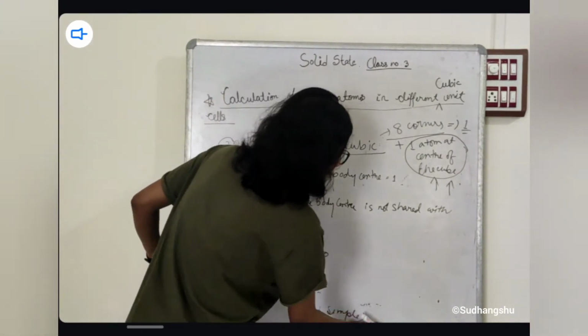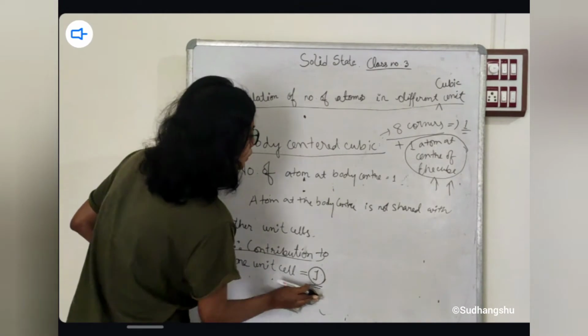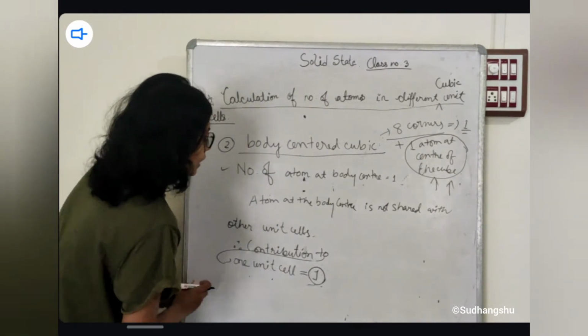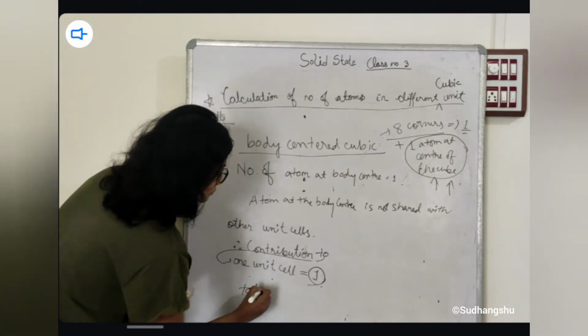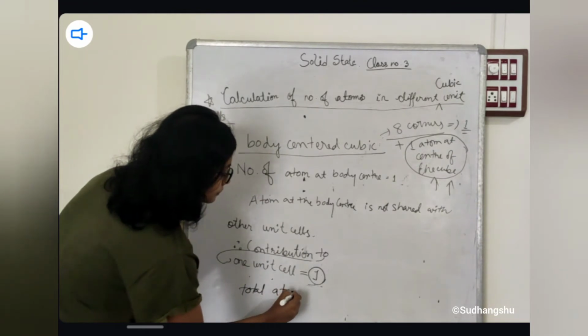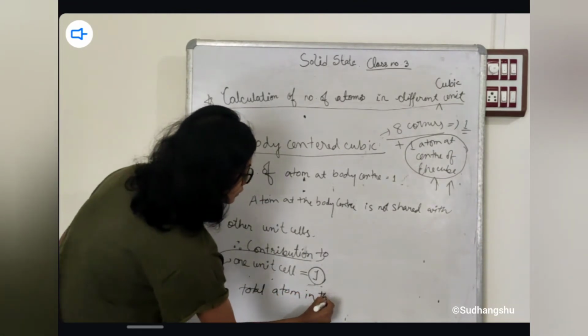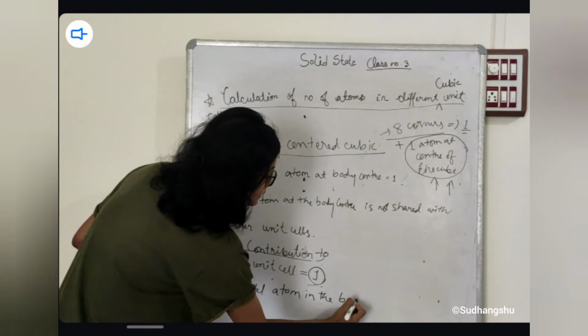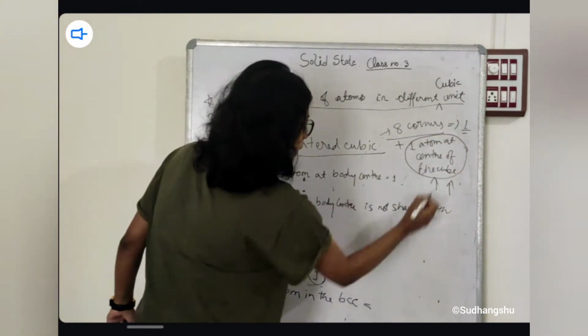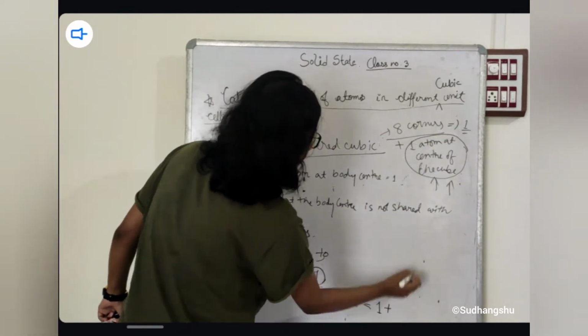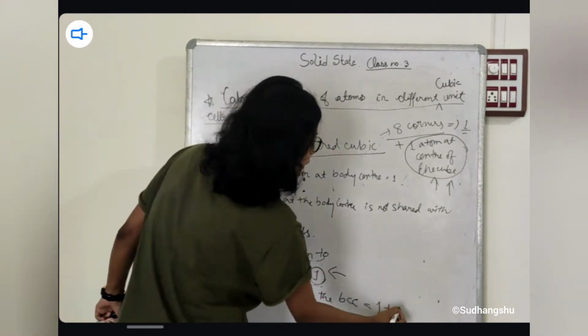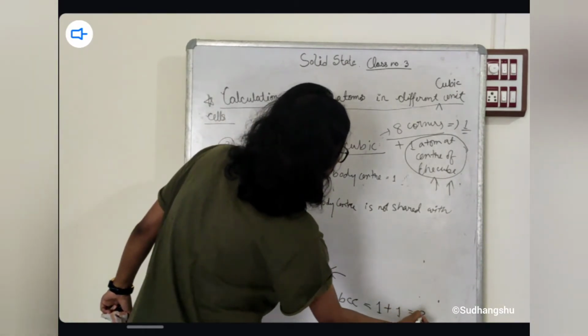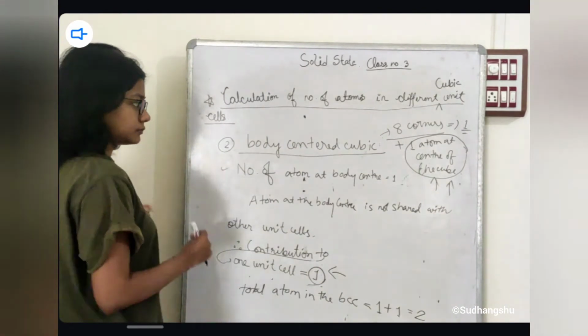Therefore, the total number of atoms in the body centered cubic cell is 1 atom from corner and 1 atom from body center. So the total number of atoms will be 2. Okay.